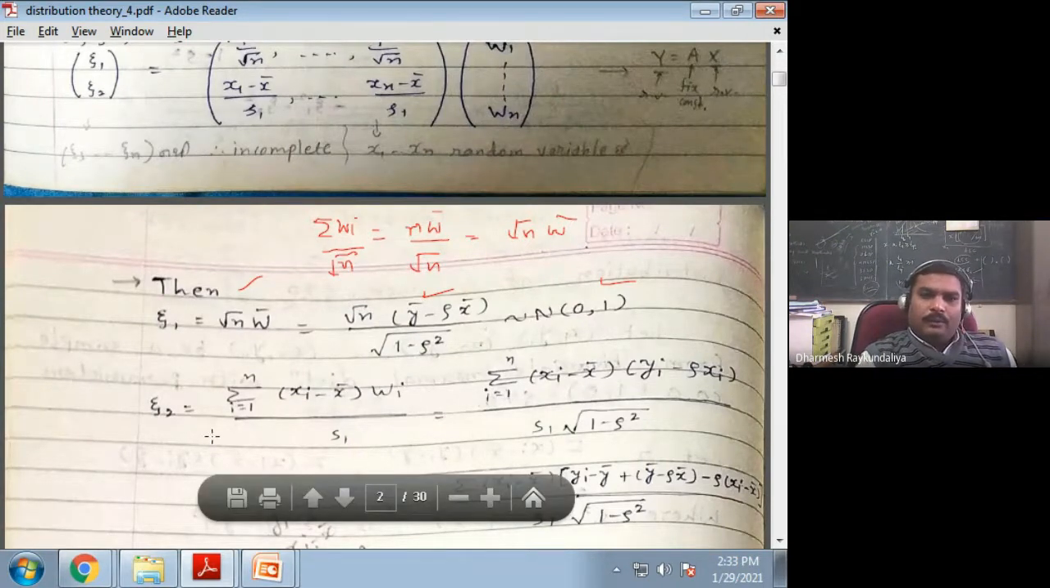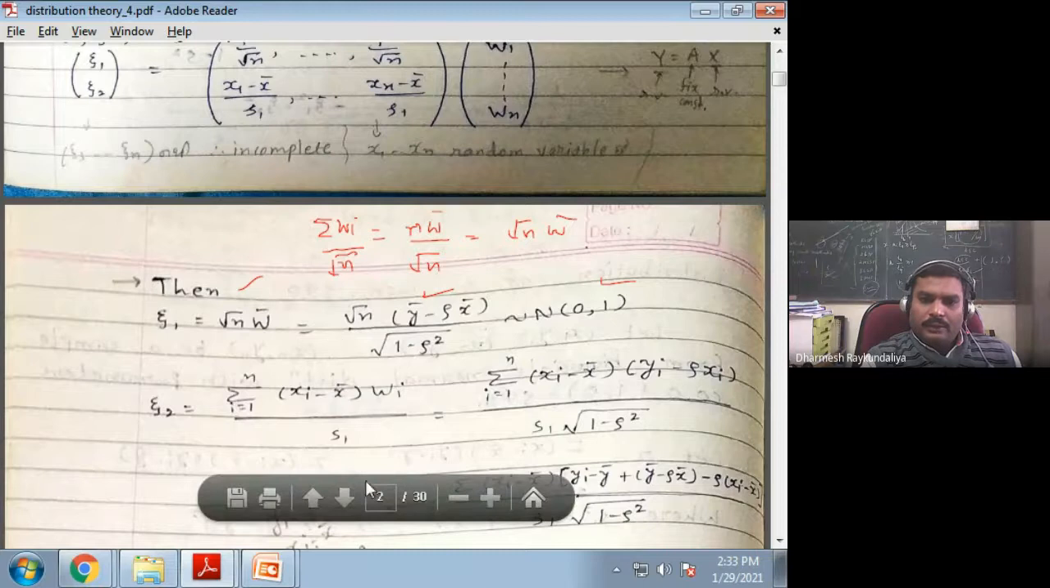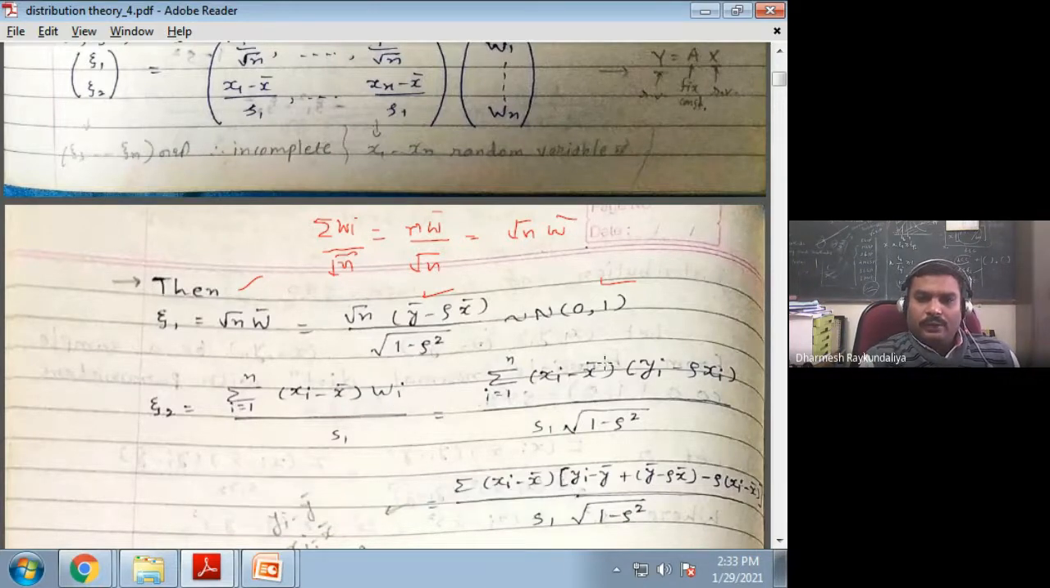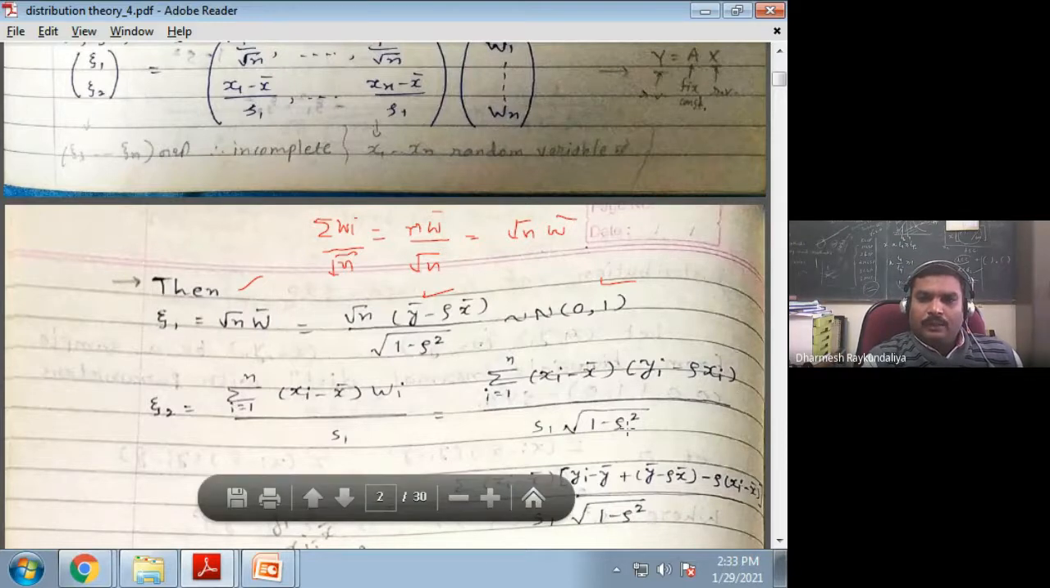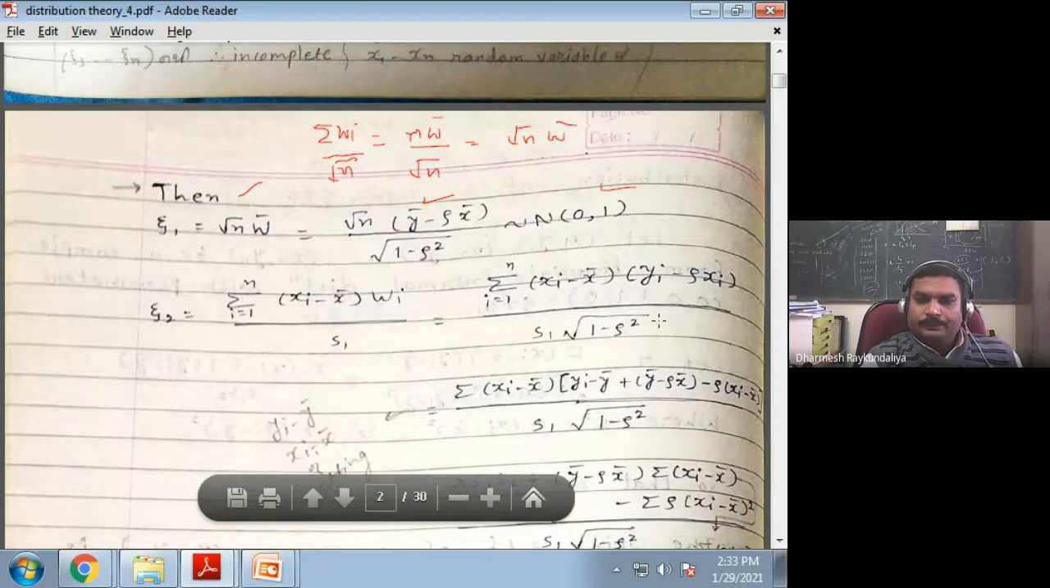Now you talk about this xi2. So this is (x1 minus x bar) multiplied with w1. Similarly, (xn minus x bar) with wn, and their summation, which is summation (xi minus x bar) wi. And this s1 is the denominator. And what is w1? So you know that it is (yi minus rho xi) upon root 1 minus rho square. So I have just written this. Now you have to make the simplification.